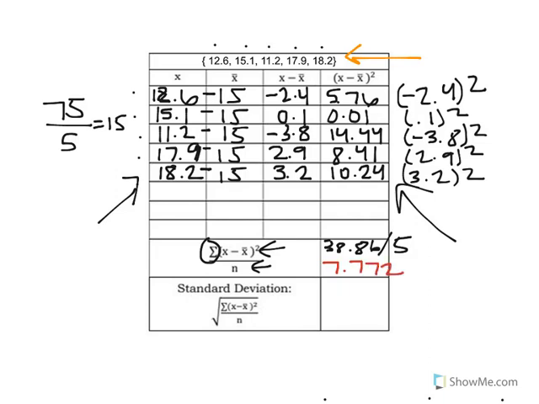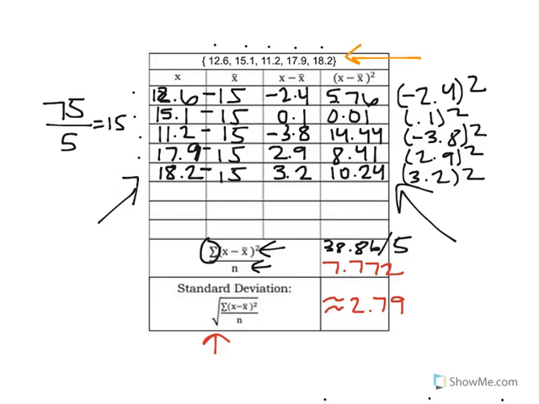Then, our last step for standard deviation is to take the square root of that entire thing. So when we take the square root of 7.772, we get an approximation here because this decimal ended up going longer, but now we have a decimal of 2.79. Alright, you guys, so that's your population standard deviation.